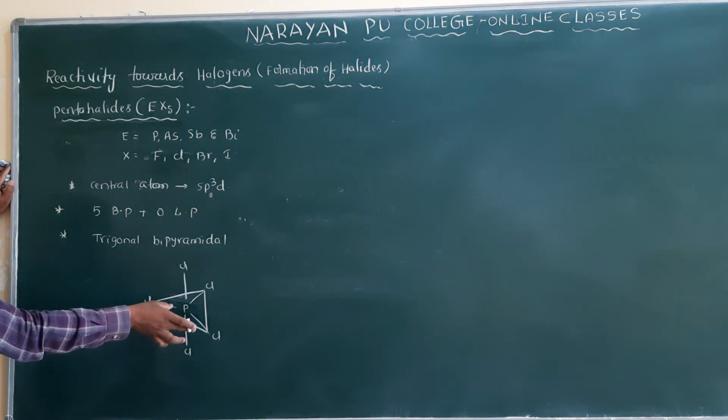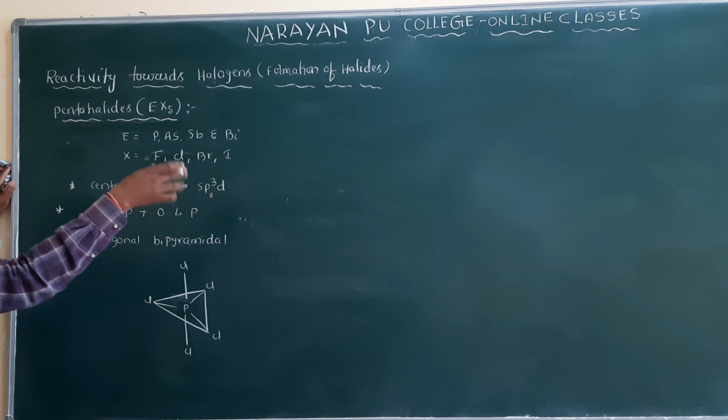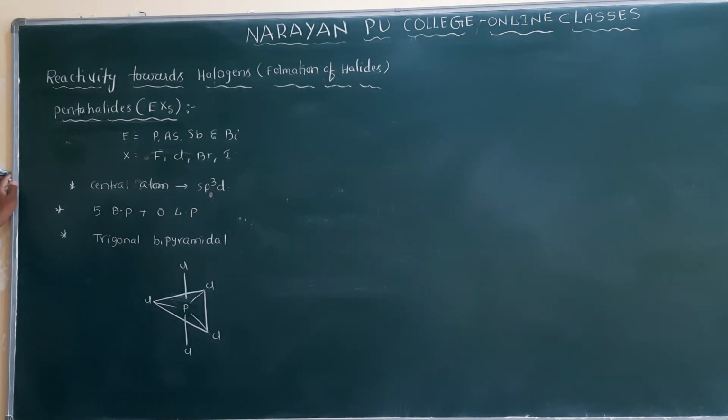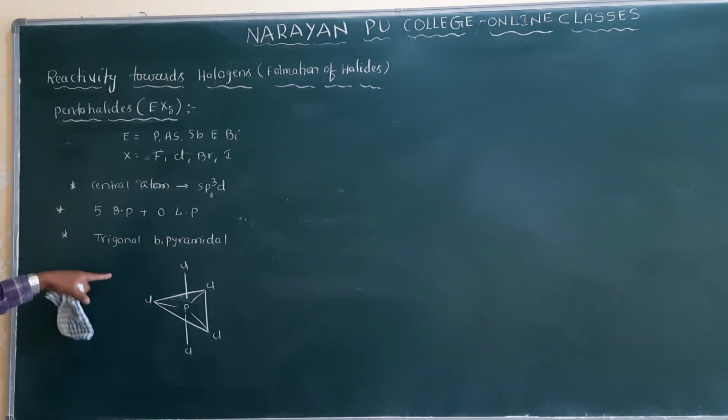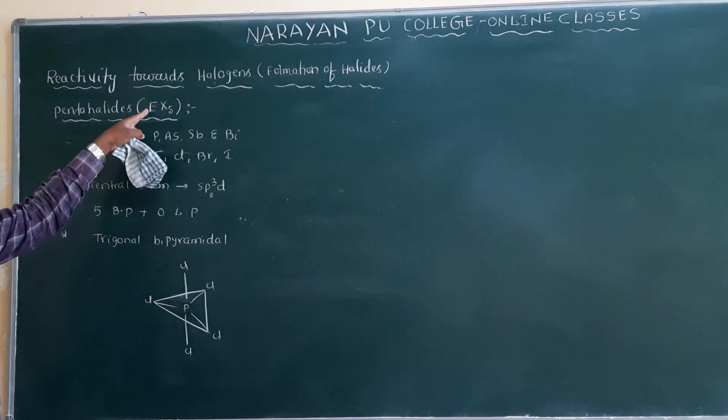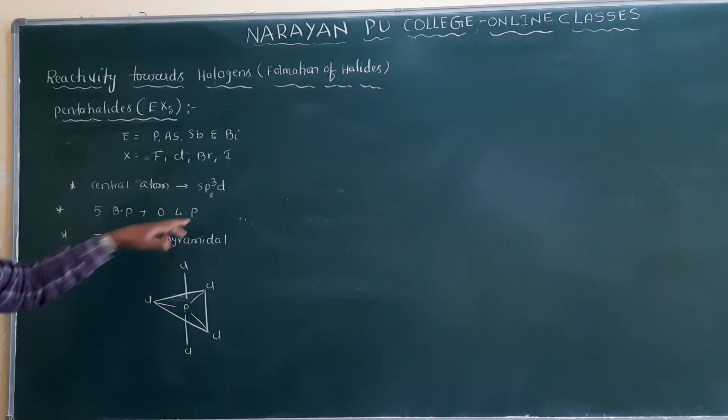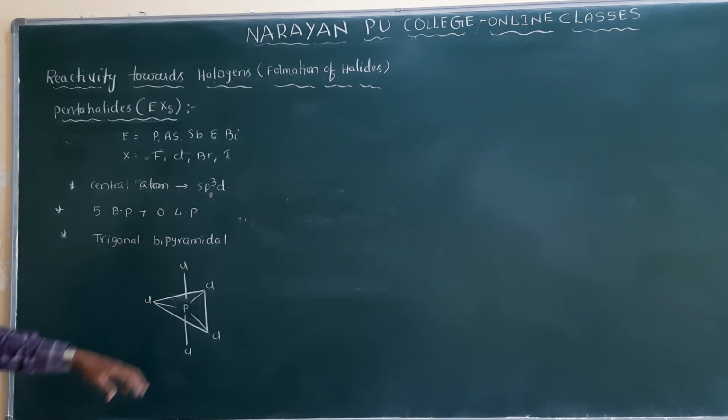We will discuss this structure further when we come to the phosphorus halides. The next concept: the central atom hybridization is sp3d, there are 5 bond pairs, and the shape is trigonal bipyramidal.